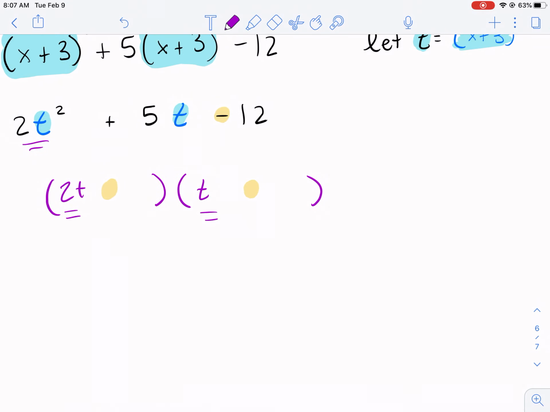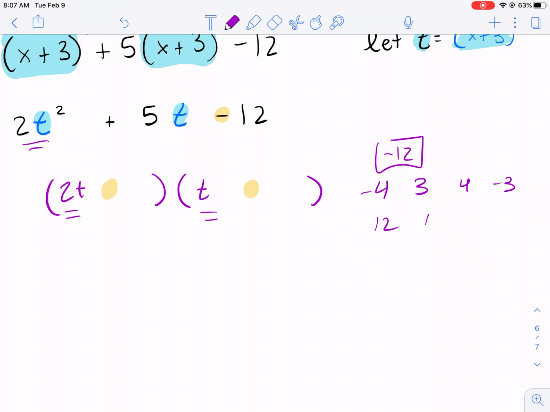Okay, so let's think about that. Well, we have negative 12 here. I'm guessing we're going to have small numbers because this is a small number here. So let's say 4 and 3. I don't think it's going to be 12 and 1. I think that's too big. Let's start with 4 and 3. We'll keep in mind negative 4, positive 3, and also positive 4 and negative 3.